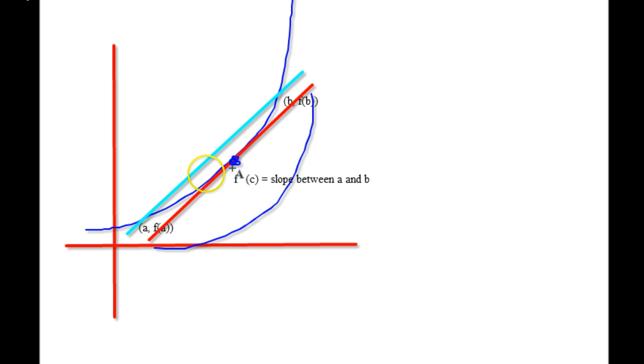But it's basically proving that if I find the slope here, I'm going to find a derivative slope that is the same. And that's it for Rolle's theorem and the mean value theorem.